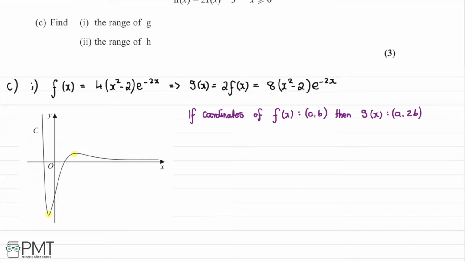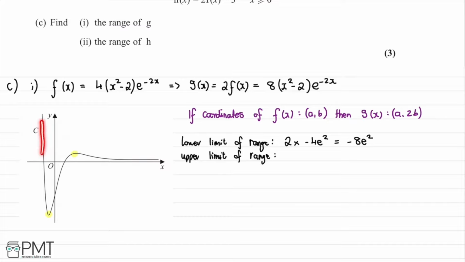So therefore, we know that the lower limit of the range is going to be 2 lots of the y coordinate. So we'll say that the lower limit of the range is going to be 2 lots of negative 4e squared. And what's that going to be? That is going to be negative 8e squared. And then we need to think, what is the maximum, so the upper limit of the range, going to be? Well, we can see it's not going to be this turning point here, and we can see that this is going to go on infinitely. So therefore, we can say the upper limit of the range is going to be infinity.